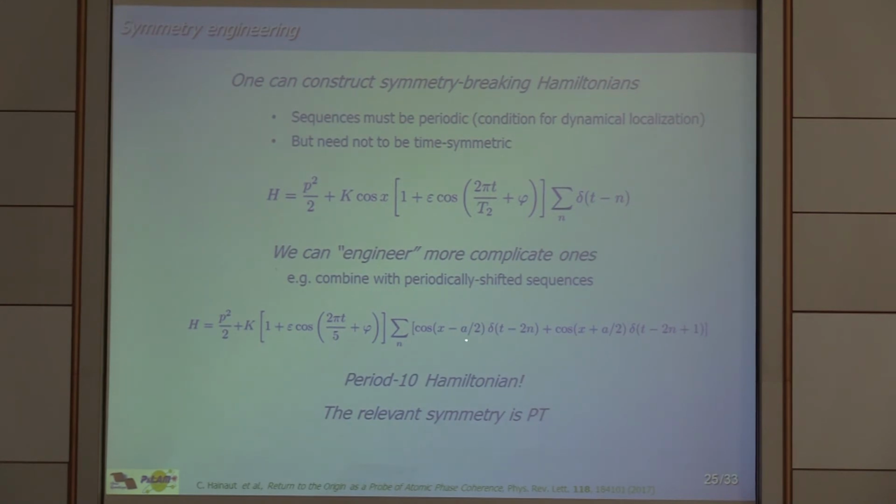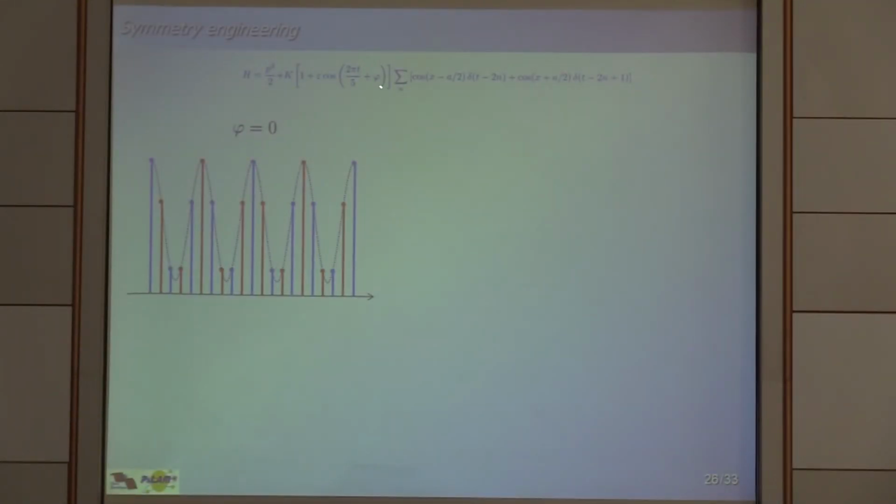In this case, because I'm playing on time and space, the relevant symmetry is not T, it's PT, the product of parity by time reversal invariance. It's just a detail. So I take this complicated Hamiltonian and I will play with it. So I choose phi equals 0 here, and I can construct a symmetric sequence. You see that this sequence of kicks is symmetric. Okay, it has, for example, a symmetry axis here. This is symmetric of that, this is symmetric of that, and so on. This is thus an orthogonal sequence.